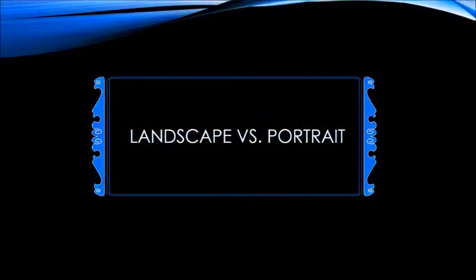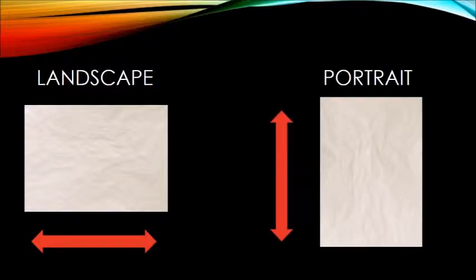Landscape versus portrait. A landscape format is when the image appears longer in the longitudinal direction, the width left to right. A portrait format is when the image appears longer in the latitudinal direction, the height up and down, than the longitudinal direction, the width left to right.